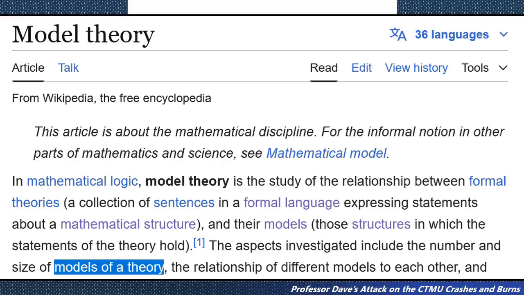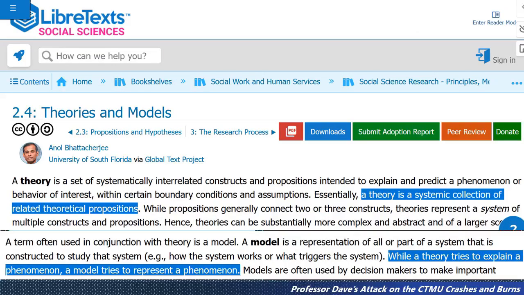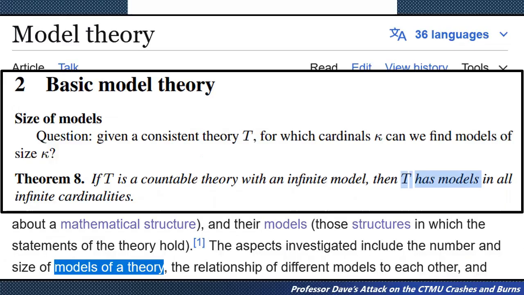And look at how formal theories are described. A collection of sentences in a formal language. There's the connection between theories and languages again. Some academic resources make the difference between theories and models more clear. While a theory tries to explain a phenomenon, a model tries to represent a phenomenon. One relates to the other, but they are not the same. Typically, we talk about models of a theory, because a theory needs a model in order to be interpreted.